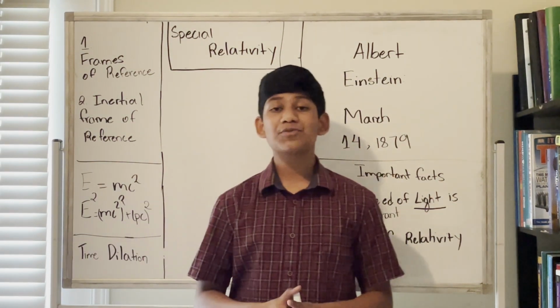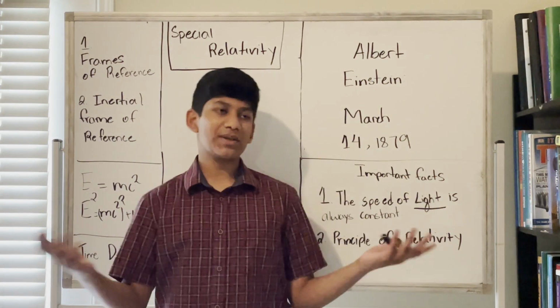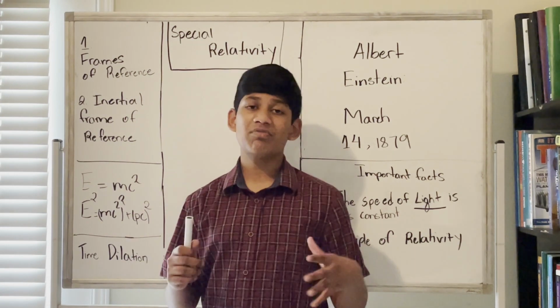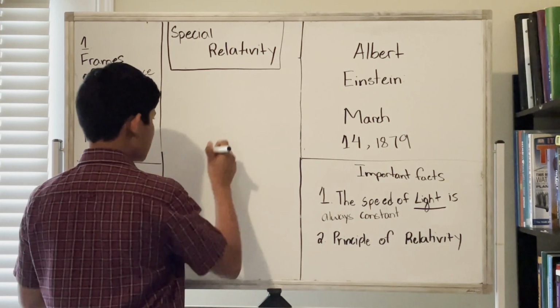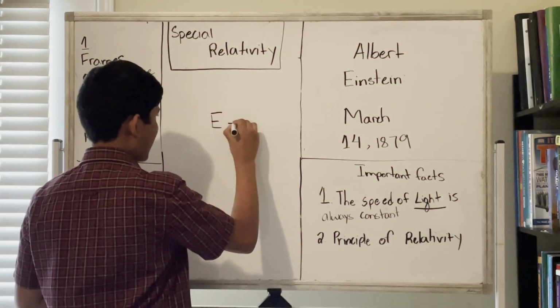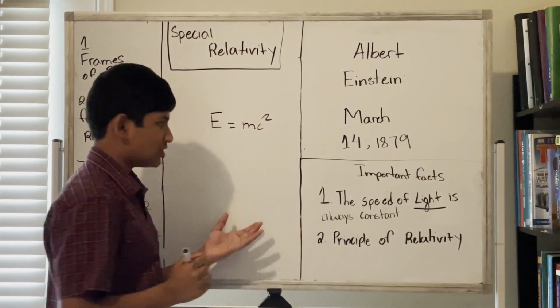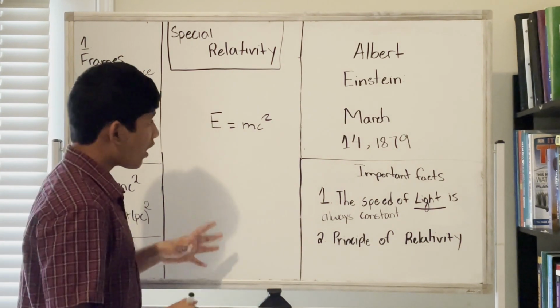Now that we've talked about what an inertial frame of reference is, let's talk about E equals mc squared, perhaps one of the most famous equations of all time. E equals mc squared, along with F equals ma, but that's in classical mechanics, is one of the most famous equations. E equals mc squared just states that energy and mass are directly proportional to each other. So energy is equal to mass times the speed of light squared. And this is pretty obvious.